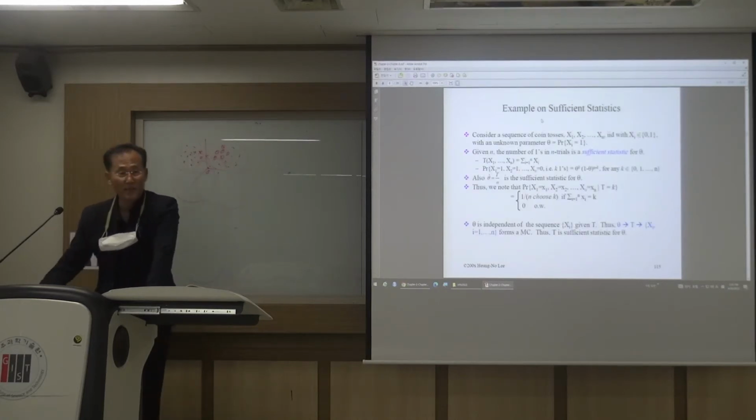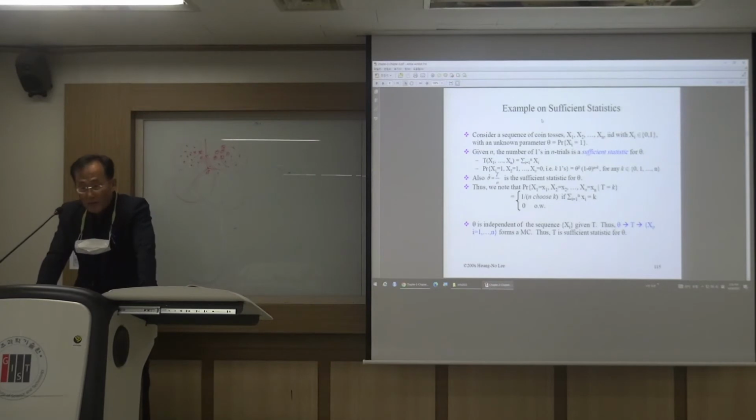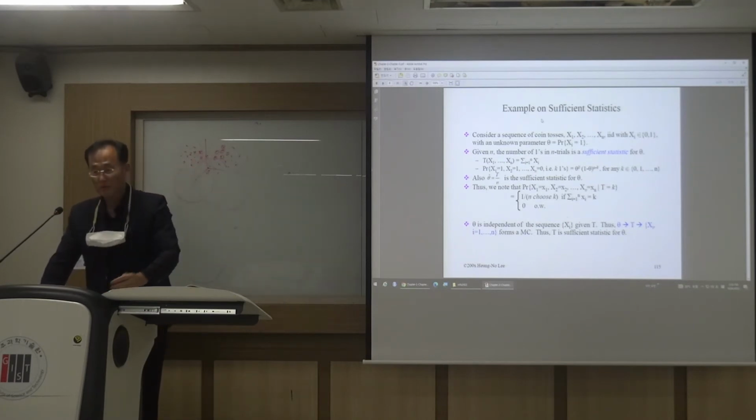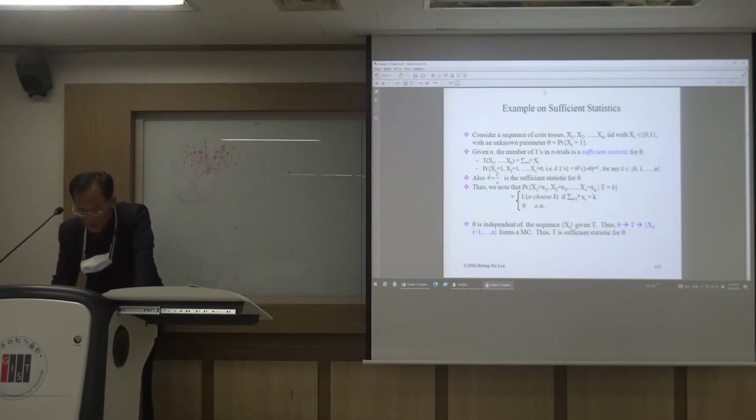And then one example of sufficient statistics, this is a textbook example, basically, is this. You always start with the binary. Once you understand binary, then you can do quaternary, sixteenary, continuous, whatever. So you understand binary, you understand most. So in this case, let's say we consider a sequence of coin tosses, x1, x2, and so on, all the way up to xn.